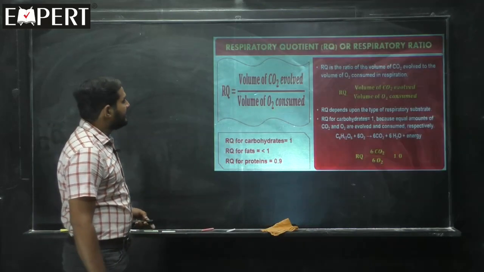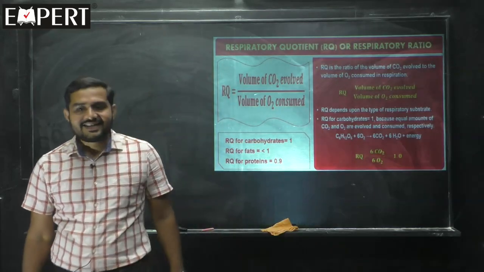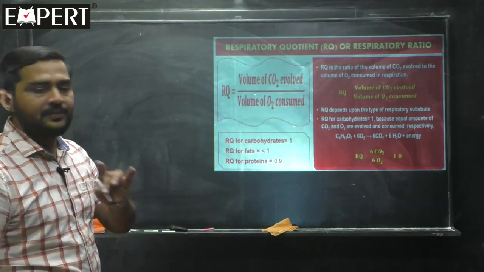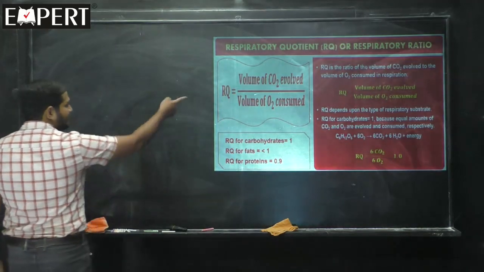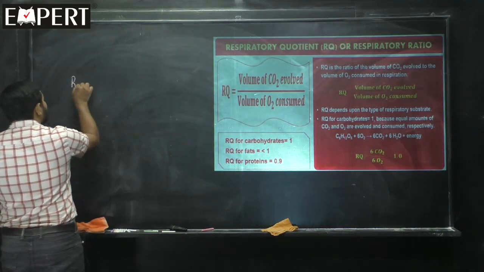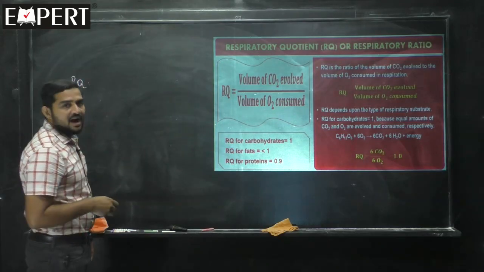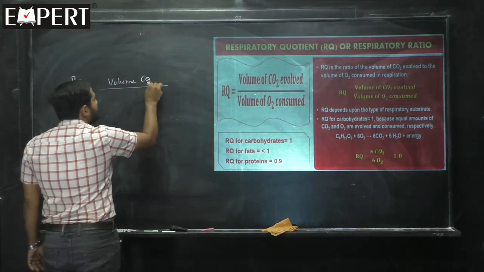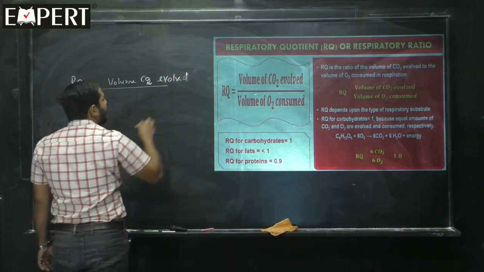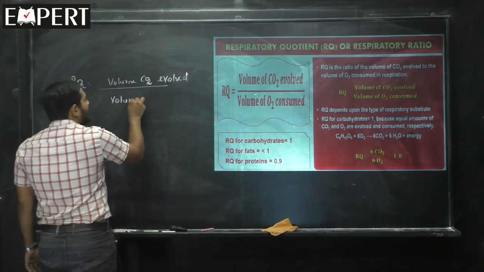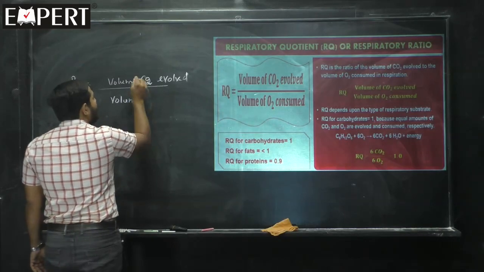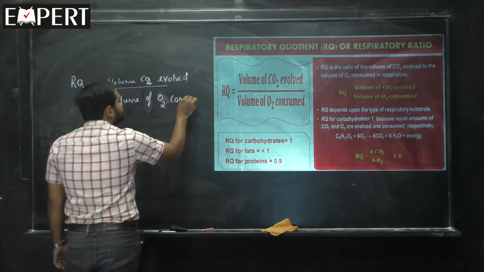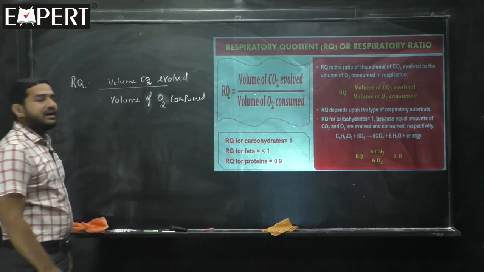Now, we will be entering into the next one, and what is that? It is called respiratory quotient or respiratory ratio. It is a very easy one, friends. RQ, or respiratory quotient, is equal to the volume of CO2 evolved to the volume of O2 consumed. That ratio is called the RQ value.